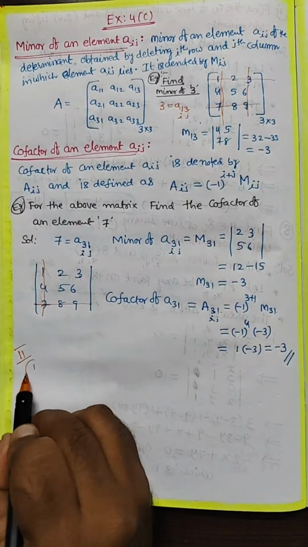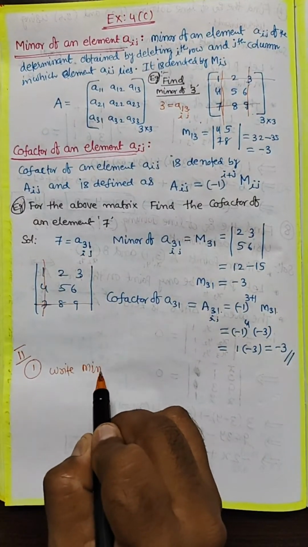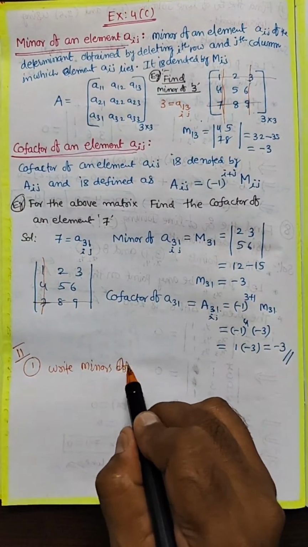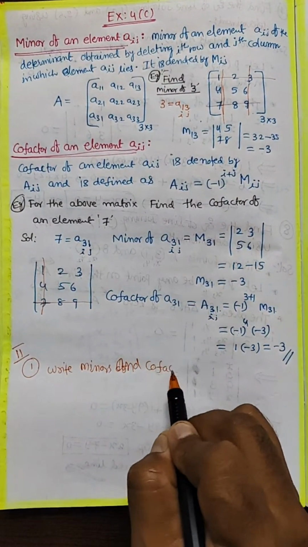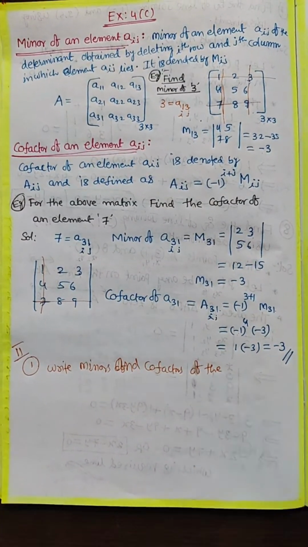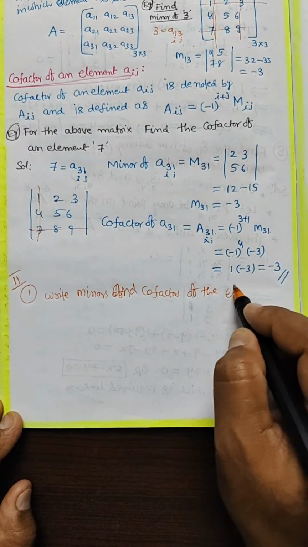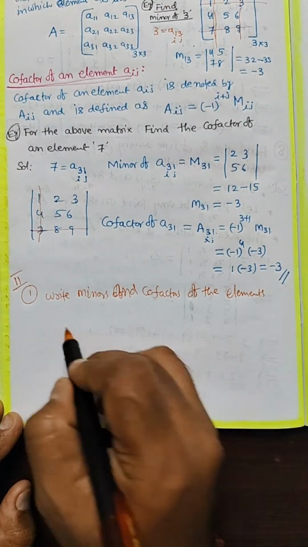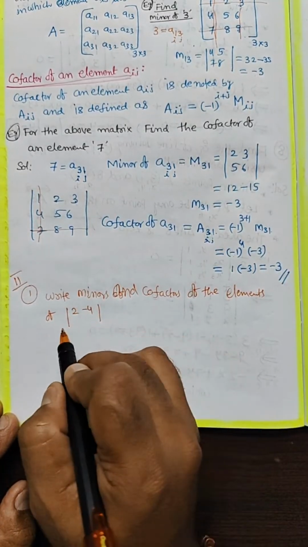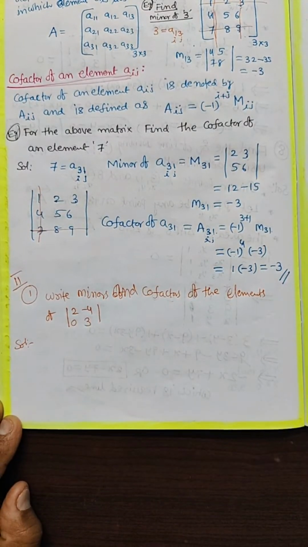So the first question is, write minors and cofactors of the elements of the determinant 2 minus 4 0 3. So let us discuss one by one, dear students.